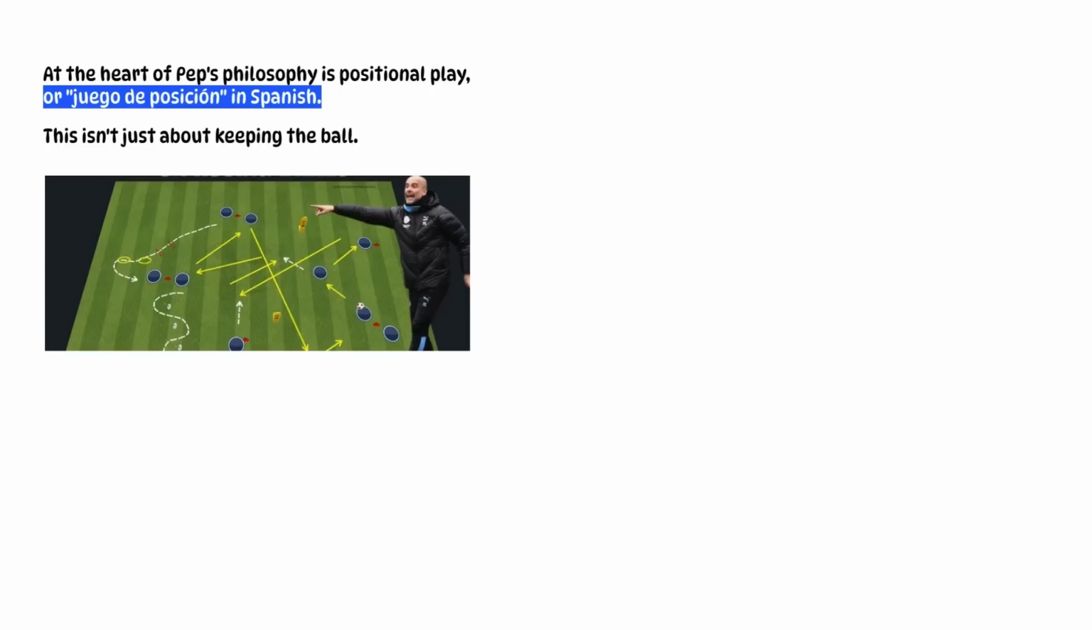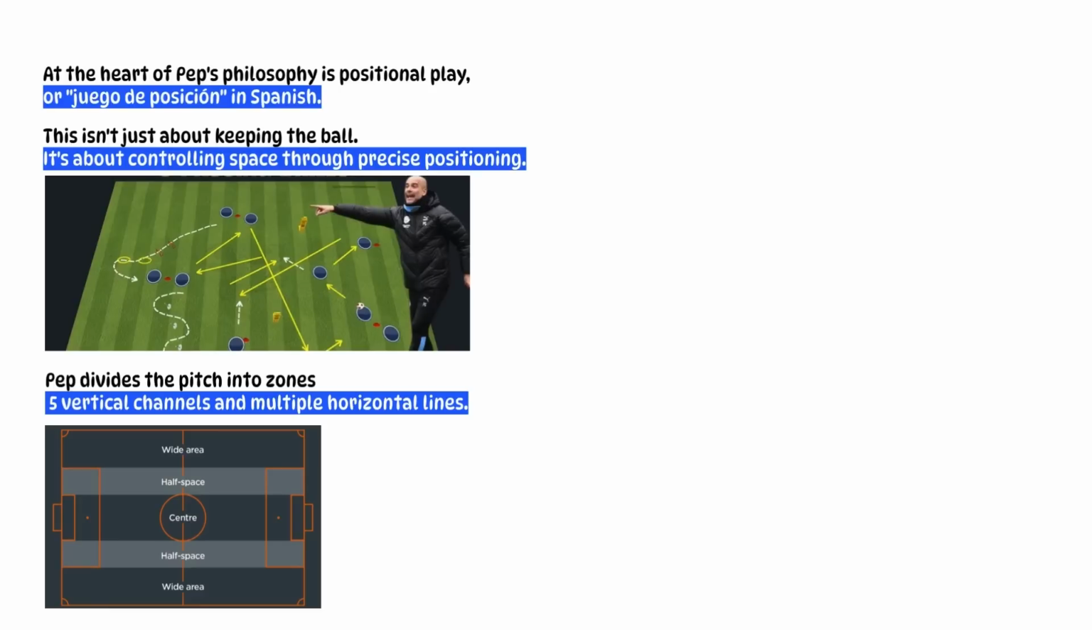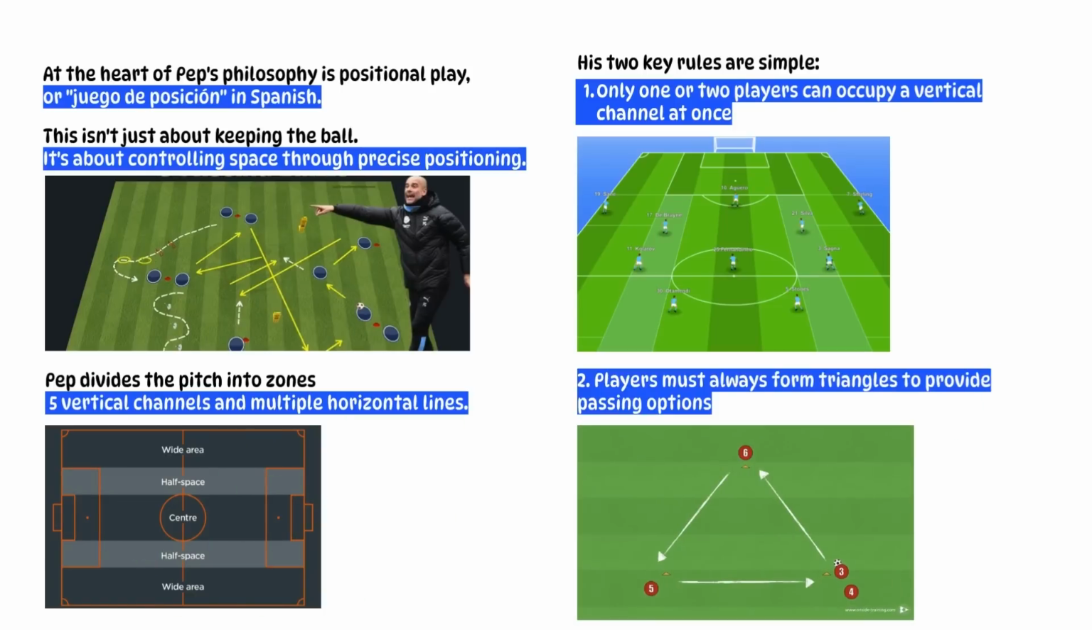At the heart of Pep's philosophy is positional play, or juego de posición in Spanish. This isn't just about keeping the ball, it's about controlling space through precise positioning. Pep divides the pitch into zones, 5 vertical channels and multiple horizontal lines. His 2 key rules are simple. Only 1 or 2 players can occupy a vertical channel at once. Players must always form triangles to provide passing options.